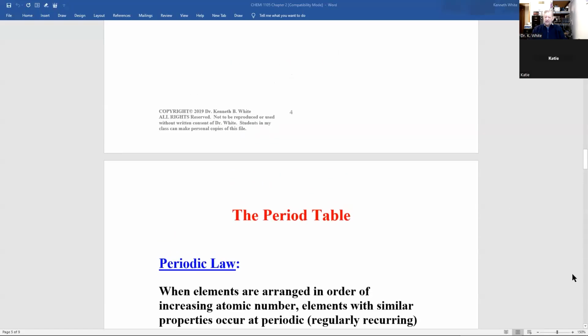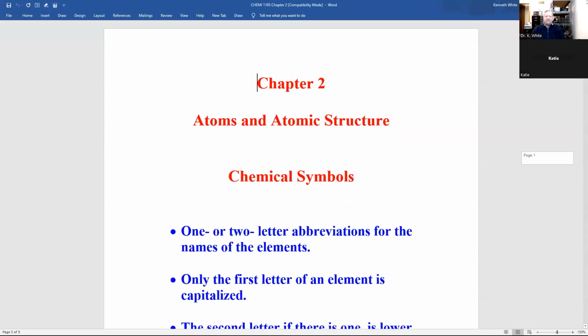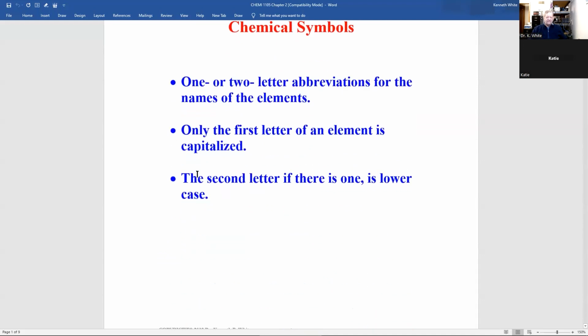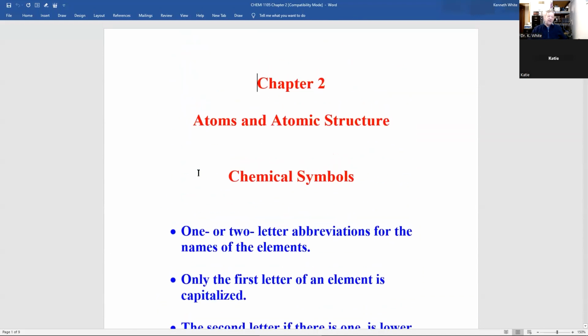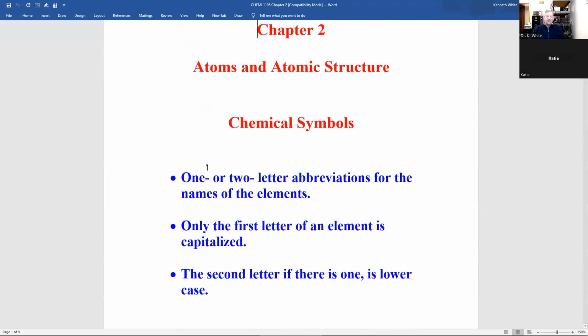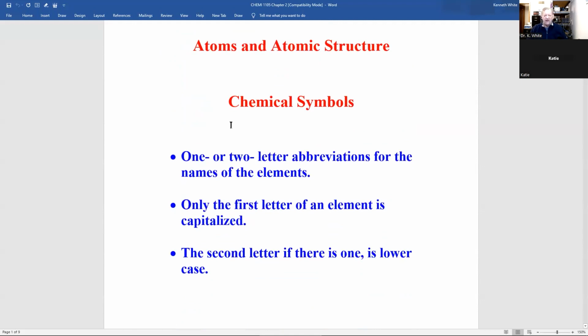All right. So let's get to chapter 2. And chapter 2 deals with atoms and atomic structure. Now, interestingly enough, this book doesn't tell you what an atom is or atomic structure. But I'm going to cover some stuff and I'll come back to what is an atom and everything in chapter 3.